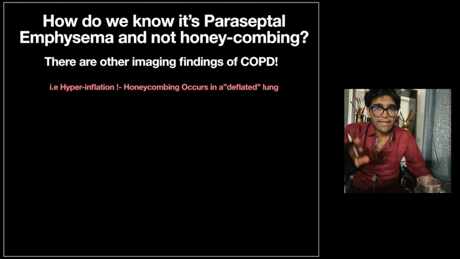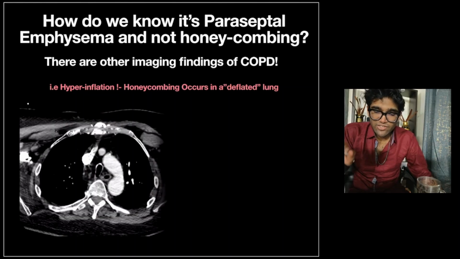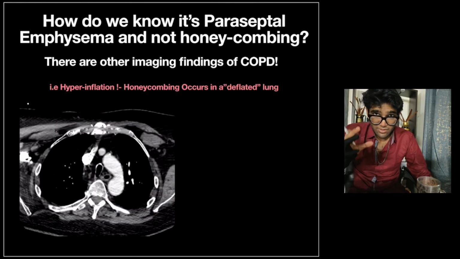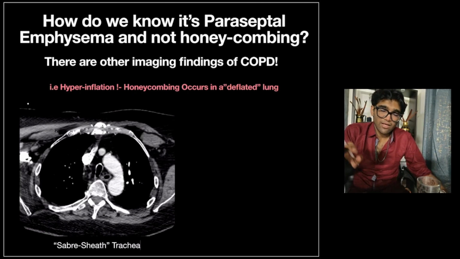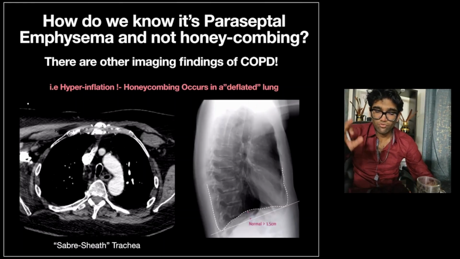So obviously honeycombing occurs in the context of a deflated lung. That is, it is a restricted lung, a lung with restrictive pulmonary mechanics. Whereas paraseptal emphysema happens in a lung where expiration is impaired. So as a result, the total volume or the residual volume of the lung is increased. That results in increased lung volumes, and that has two morphological findings.